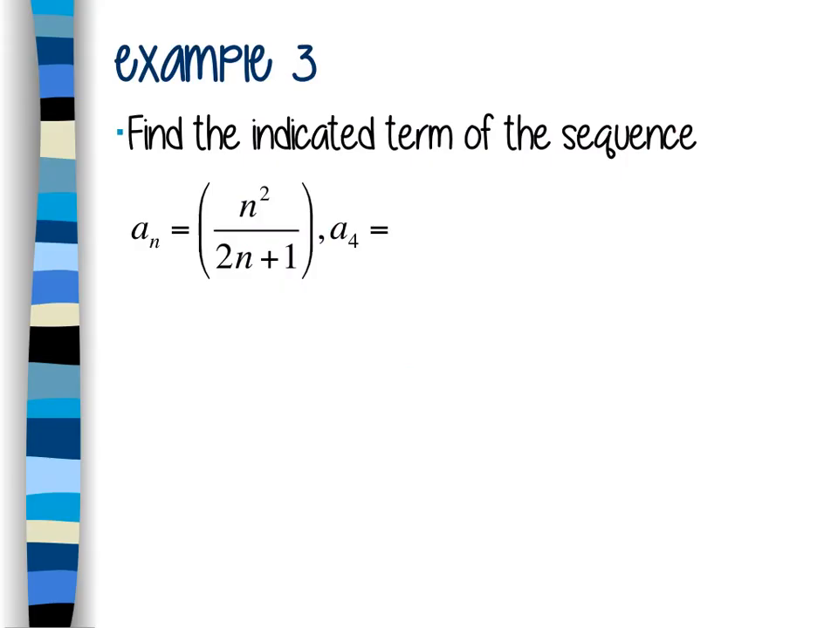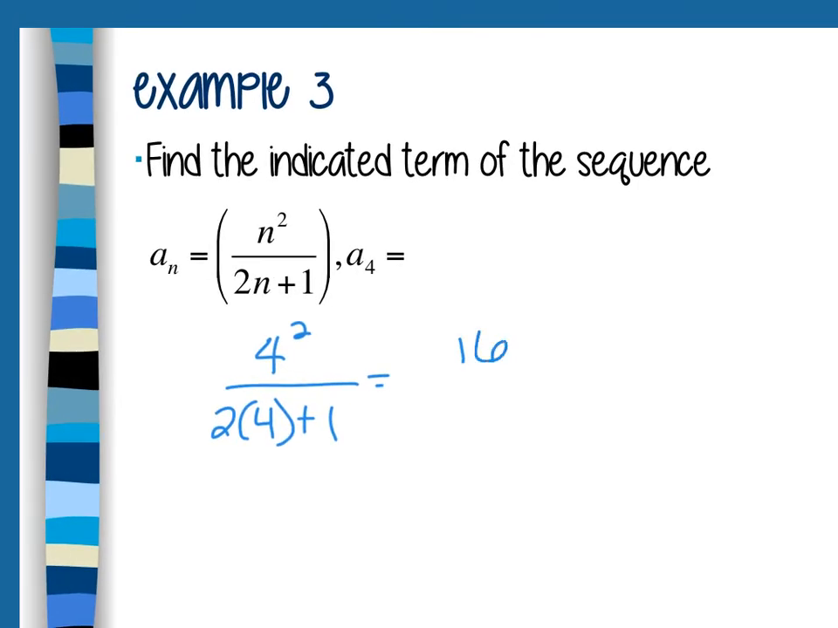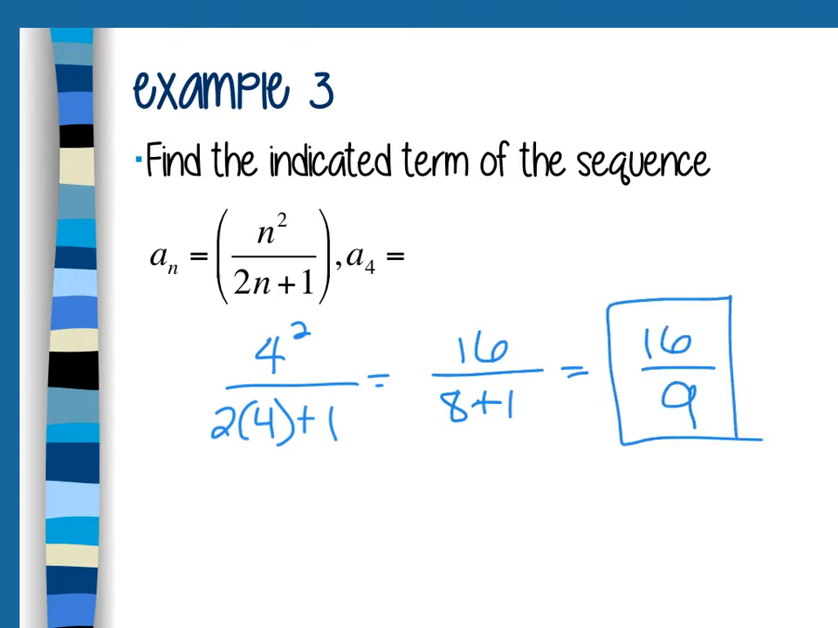All right, example 3 says find the indicated term of the sequence. So instead of a list of terms, it just wants one specific one. This one says a sub 4. So we're just going straight to 4. I would get 4 squared over 2 times 4 plus 1, which is 16 over 8 plus 1, or 16 over 9. So sometimes it'll ask you for a list. Sometimes it'll ask you for just one specific one, and you jump straight there.